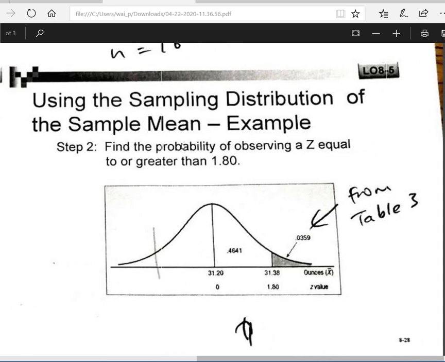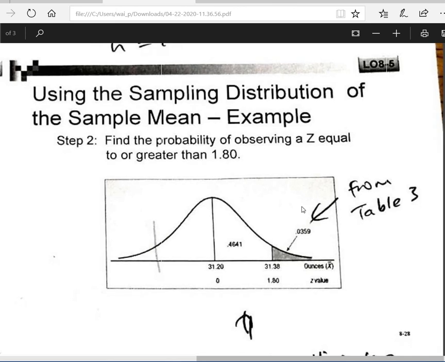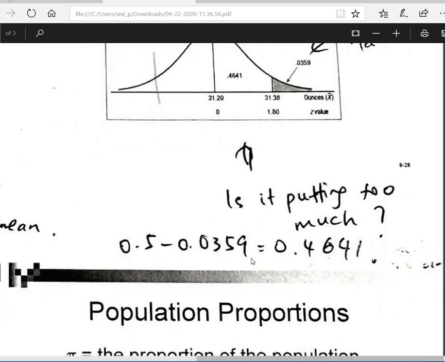So if the question asks, find the probability of observing a z equal to or greater than 1.8, we can use table 3. This table is already uploaded in Spectrum. Please refer to table 3. We will get 1.8 is equal to 0.0359. So this shaded region is 0.0359. How we calculate this area is 0.5 minus 0.0359. If the question asks, is the process putting too much? We also can calculate 0.5 minus 0.0359, we get 0.4641.